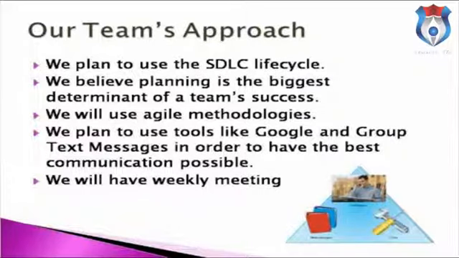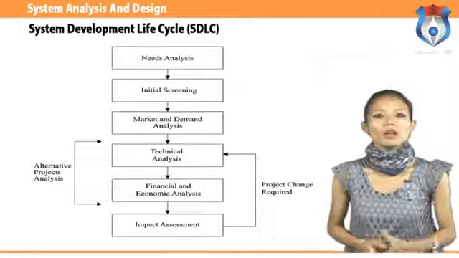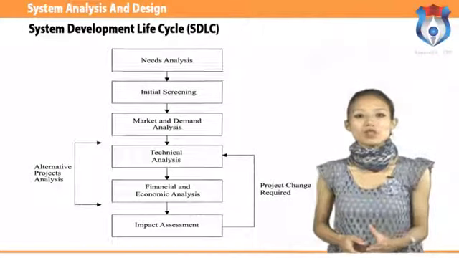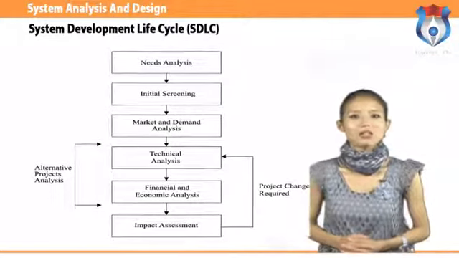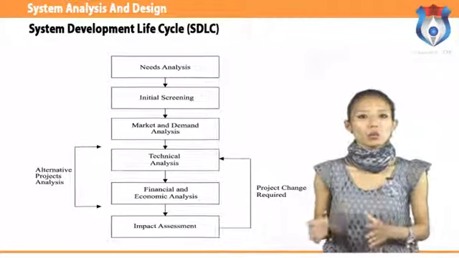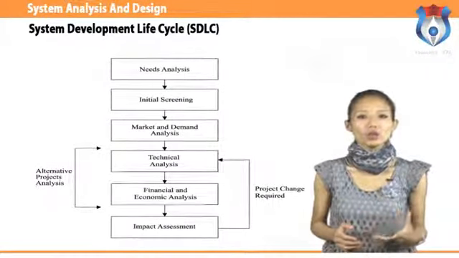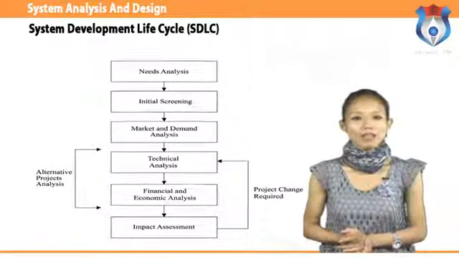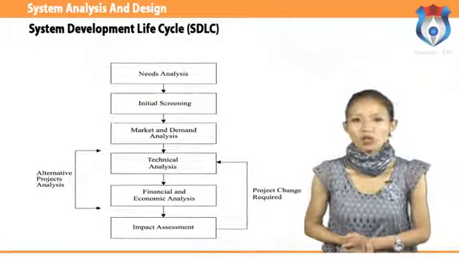For our team's approach, we plan on using the structure of the SDLC lifecycle. Here are some possible definitions of problems. The existing system has a poor response time, that is, it is slow and unable to handle the workload. The problem of cost, that is, the existing system is not economical.